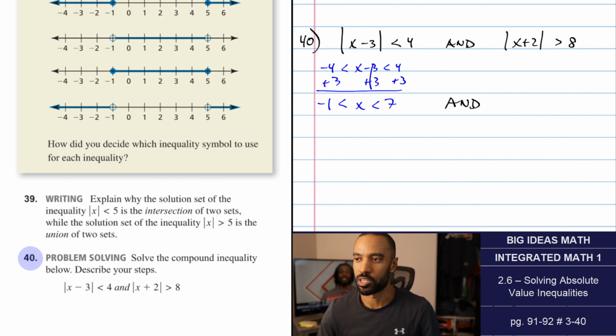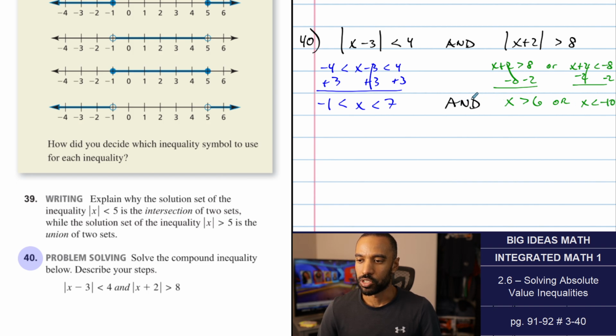Now, this one appears to be a split. I'll do this one in green. This x plus 2 must be greater than 8 or less than -8. Now I'll subtract 2 from all these sides. And here I'll get x is greater than 6 or x is less than -10. Now there's an and joining these things up as a whole.